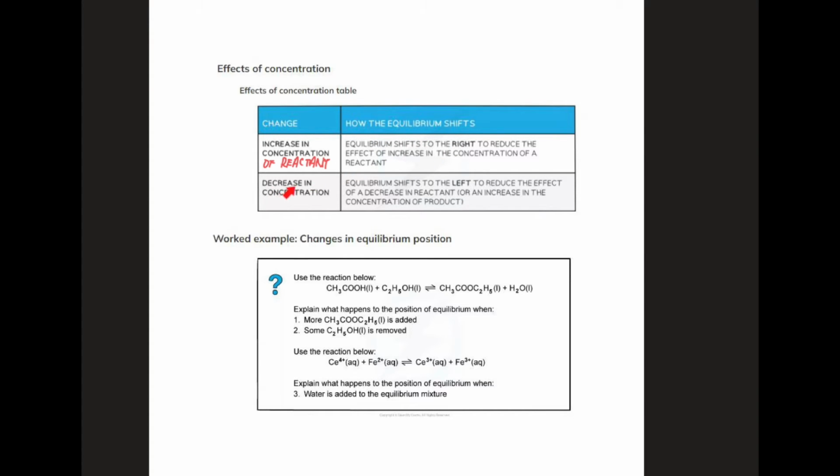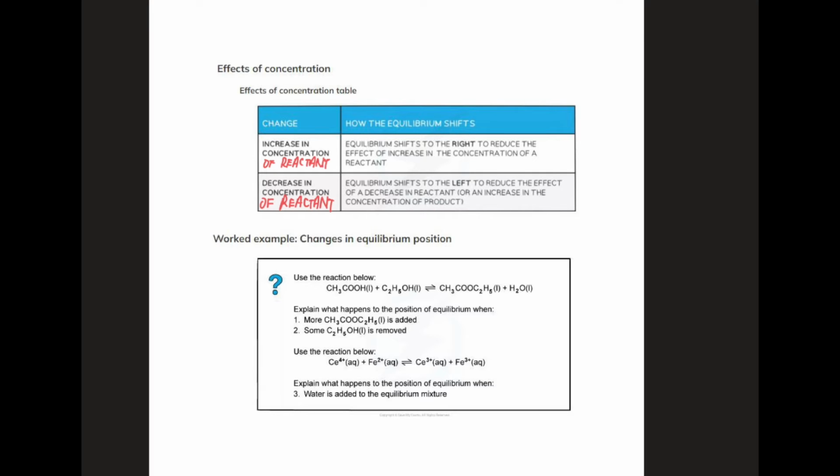If you decrease the concentration of reactant, then the equilibrium shifts to the left to reduce the effect of a decrease in reactant or an increase in the concentration of products. That means if you increase the concentration of product, it shifts to the left also. So there are two situations which make it shift to the left. Either you decrease the concentration of reactant, then it shifts to the left. If you increase the concentration of product, it shifts to the left also.